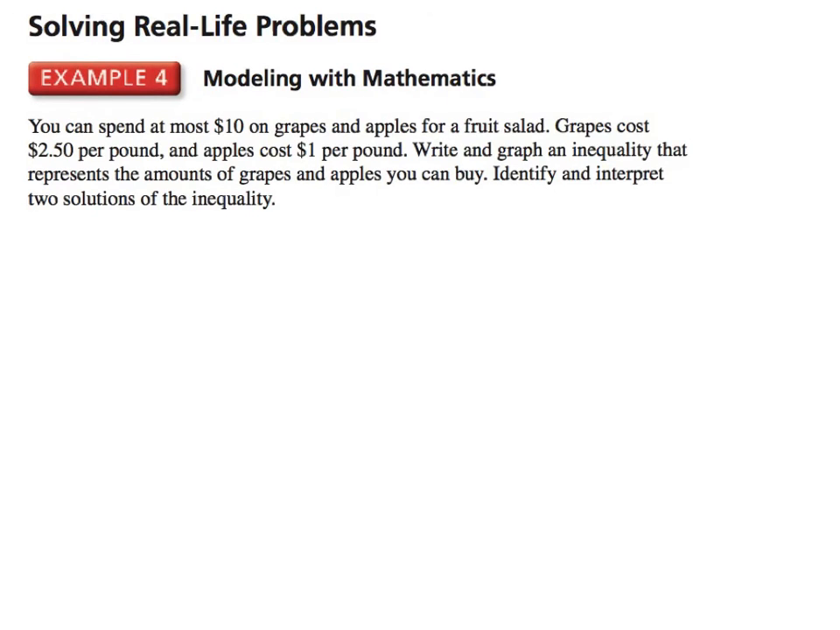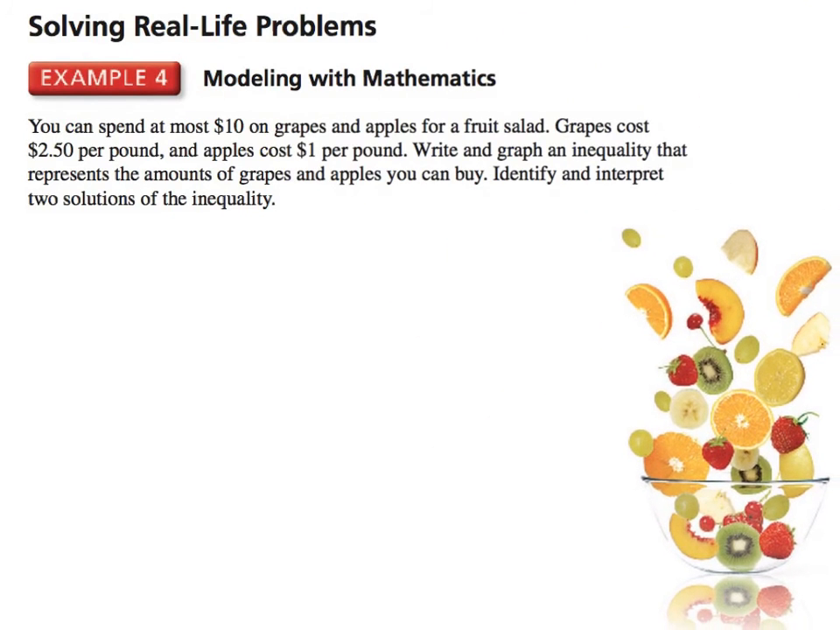Example 4, our last example. Let's do one involving a fruit salad. And here we go. You can spend at most $10 on grapes and apples for a fruit salad. Grapes cost $2.50 per pound and apples cost $1 per pound. Write and graph an inequality that represents the amount of grapes and apples you can buy. Identify and interpret two solutions of the graph. So step 1 is going to be writing our inequality. So try to do that again. Try to write that on your own.